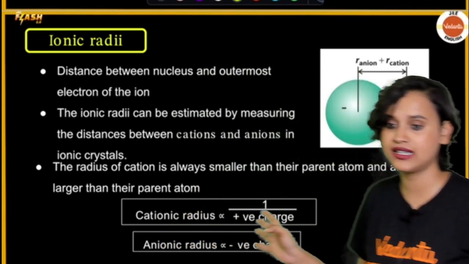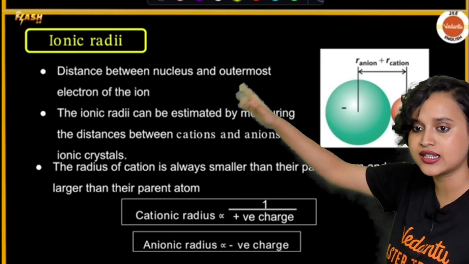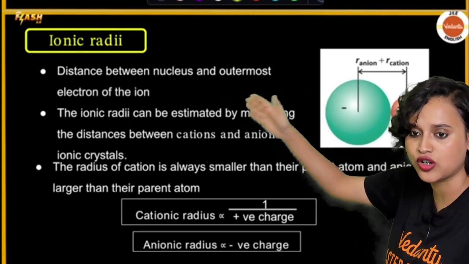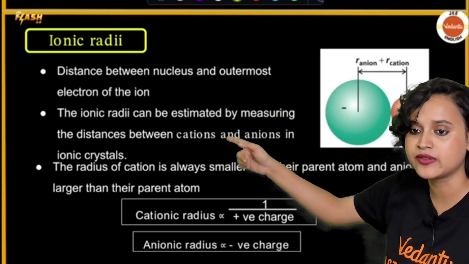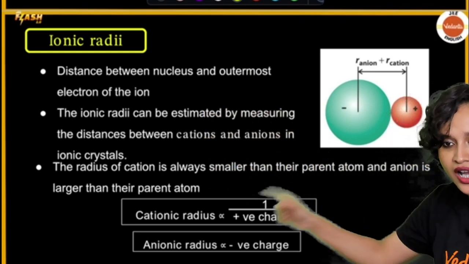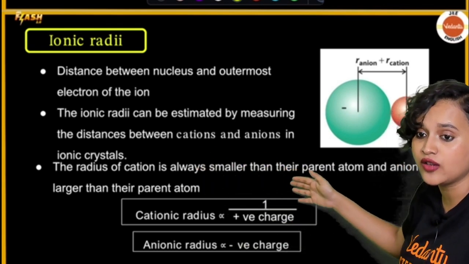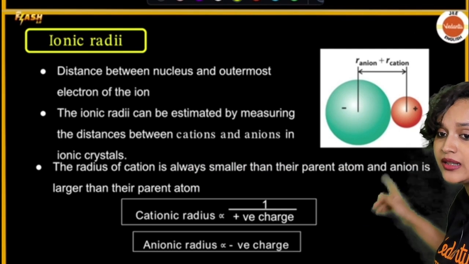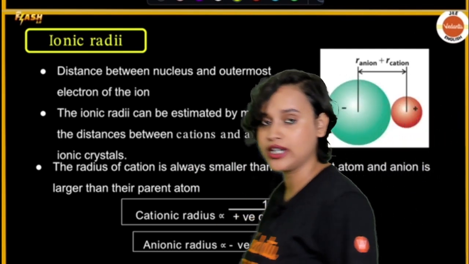Do we understand this, everybody? Now just read it. The ionic radius is the distance between the nucleus and the outermost electron of the ion. The ionic radii can be estimated by measuring the distance between the cations and the anions in ionic crystals. That's how you measure it. The radius of the cation is always smaller than its parent atom, and the anion is larger than its parent atom. Got it clear?